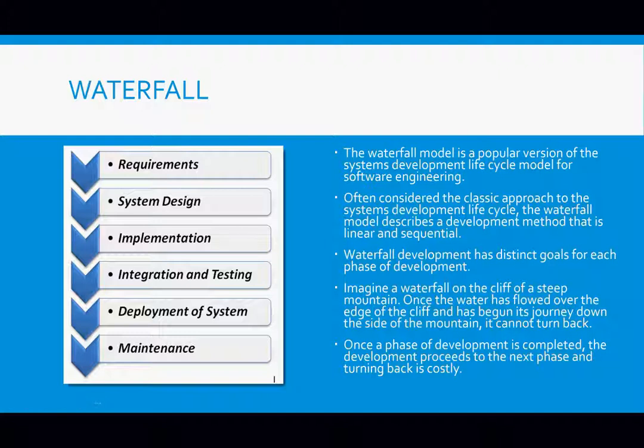So for waterfall development, like I said, there is a distinct goal for each phase of development. For instance, at the requirements stage you need to test the requirements, at the system design stage you need to have tested the system, and at the implementation stage there are also goals to be achieved. So everything moves like that.